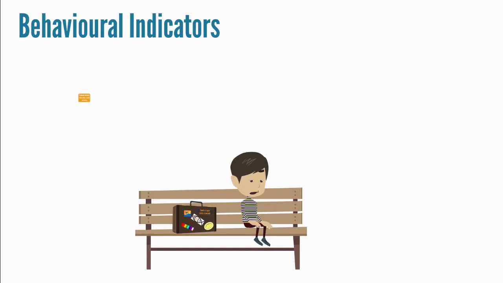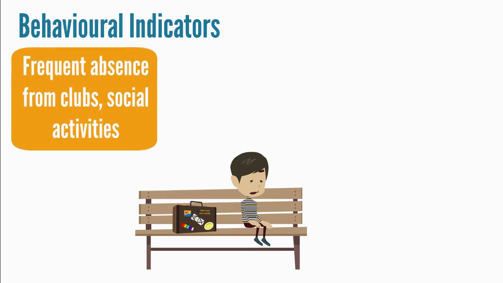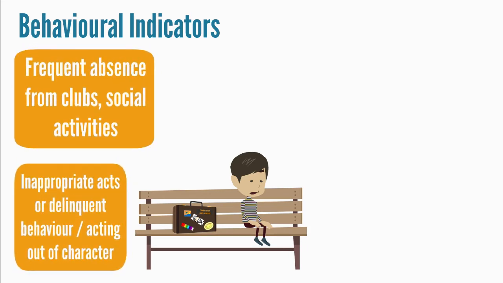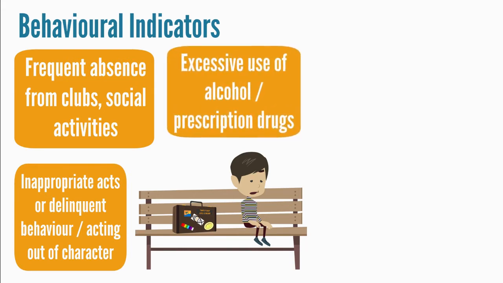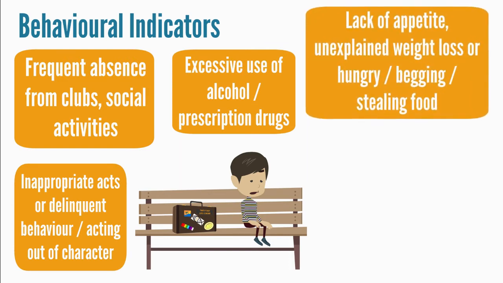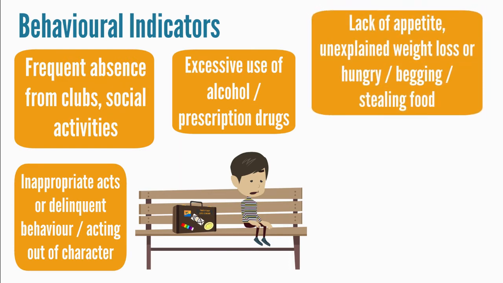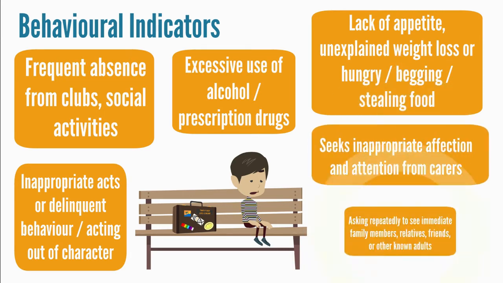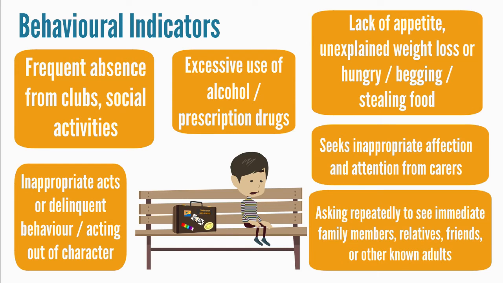Behavioural indicators can be frequent absence from clubs, social activities, inappropriate acts or delinquent behaviour, acting out of character, excessive use of alcohol, prescription drugs, lack of appetite, unexplained weight loss, or hungry, begging, stealing food, seeks inappropriate affection and attention of other carers, asking repeatedly to see immediate family members, relatives, friends, or other known adults.